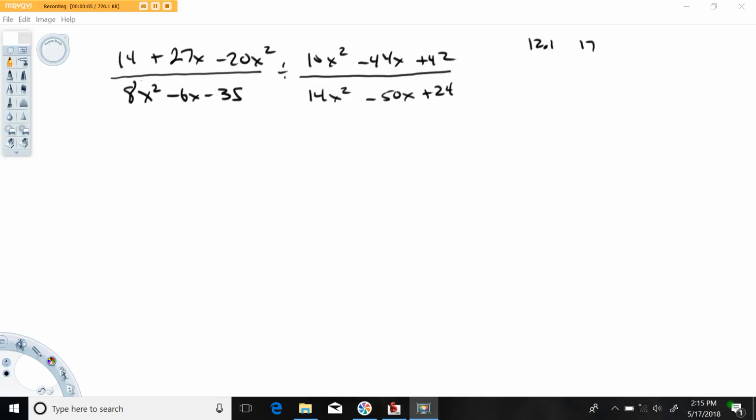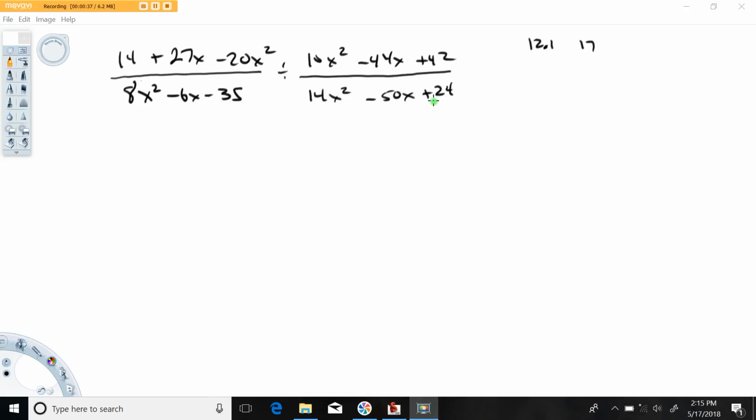I'm making this video to be an example for you. This is number 17 in 12.1. Now this is out of the computer work, so most of you will have problems with slightly different numbers, but the gist of the problem is the same. What we're looking at here is 14 plus 27x squared minus 20x squared over 8x squared minus 6x minus 35, divided by this fraction right here, 10x squared minus 44x plus 42 over 14x squared minus 50x plus 24.